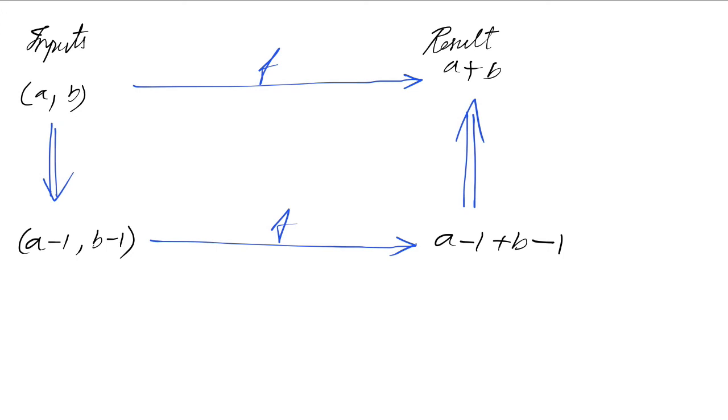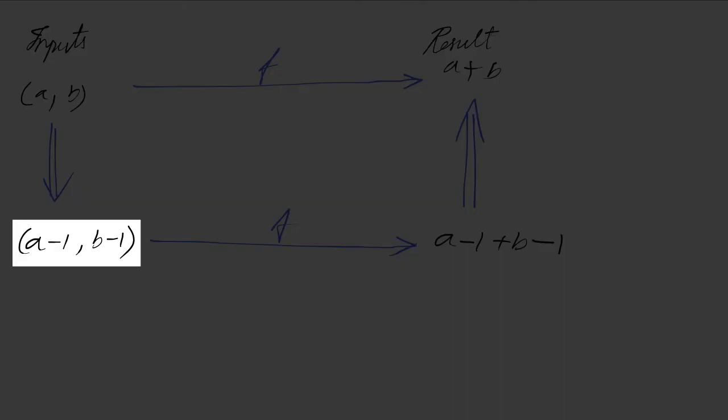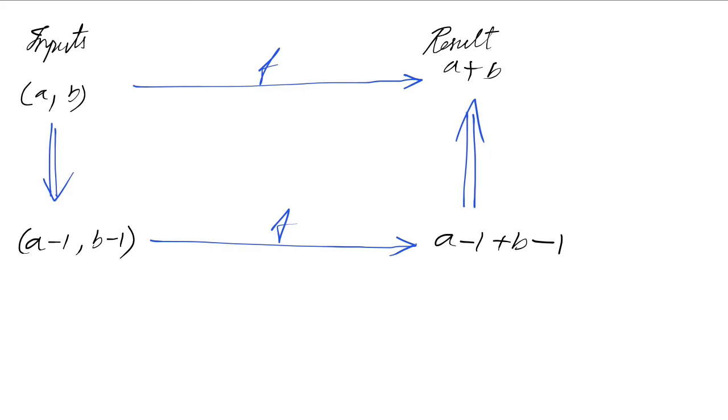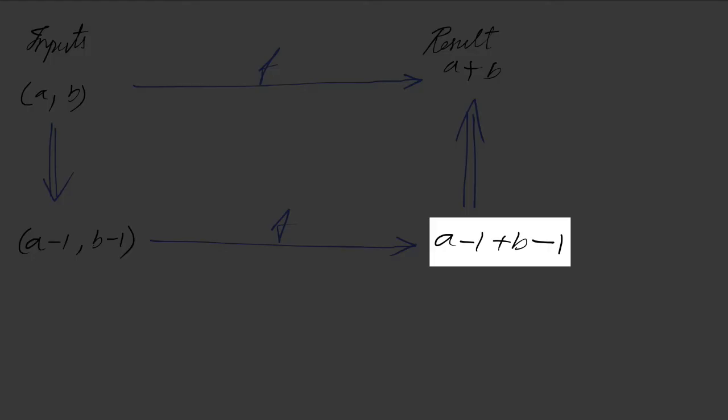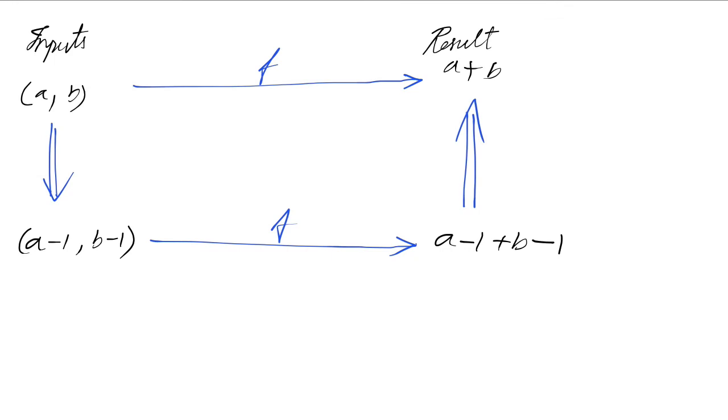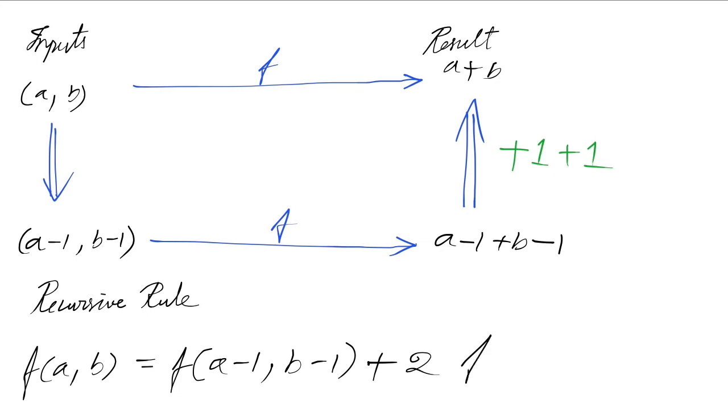We reduce the problem by subtracting one unit from a and b. The solution of the subproblem is a minus 1 plus b minus 1. In the combine step, we need to add 1 twice to get the result for the problem. The recursive rule can be expressed as for a greater than 0 and b greater than 0.